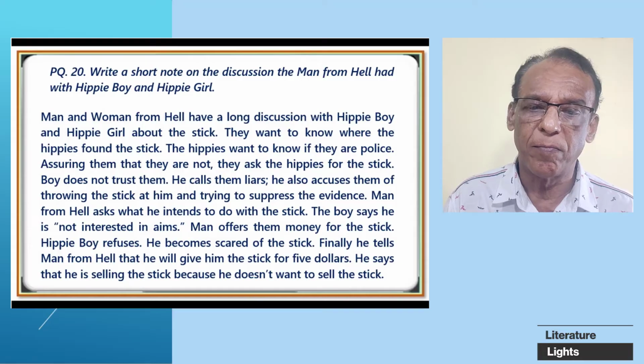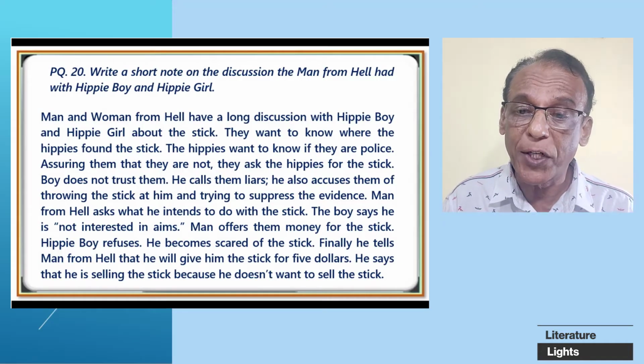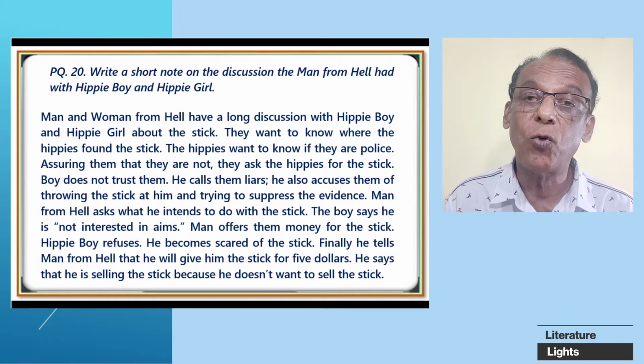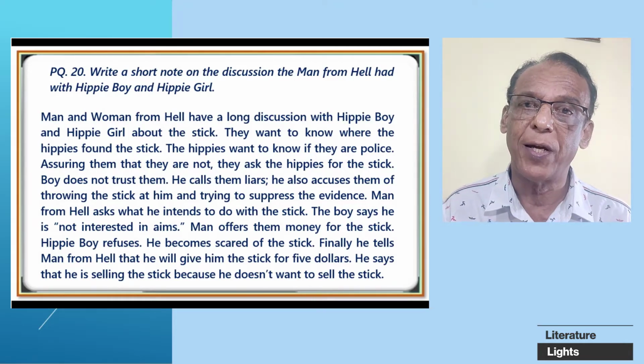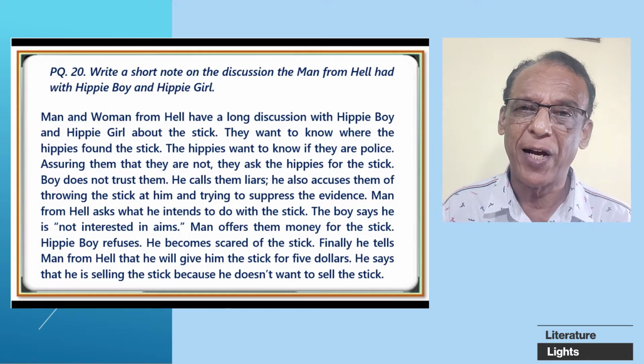Boy does not trust them. He calls them liars. He also accuses them of throwing the stick at them and trying to suppress evidence. Man from hell asks what he intends to do with the stick. What is his aim? He asks. The boy says he is not interested in aims.